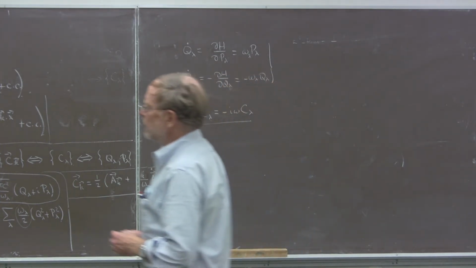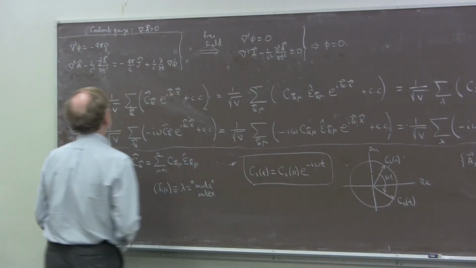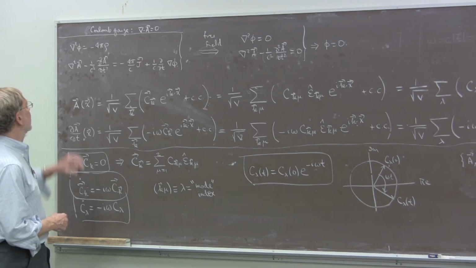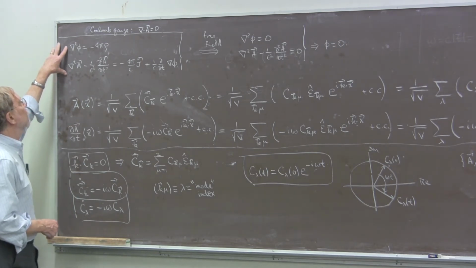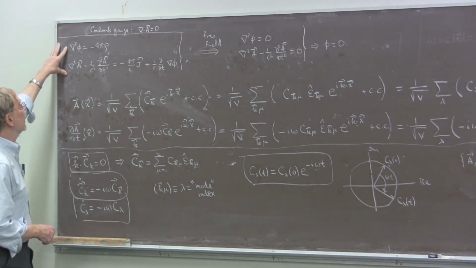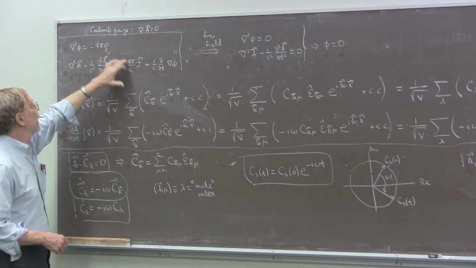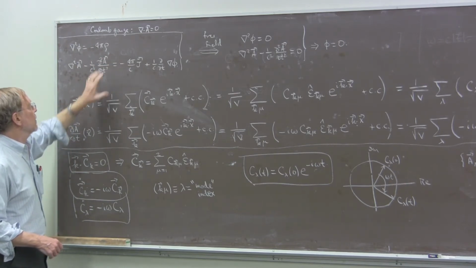Okay, now the next stage in this procedure is to worry about what happens when there's matter around. And so for that purpose, I need to go back to the general equations here. We're still in Coulomb gauge, but the rho and the j are now not assumed to be 0. So this means there's going to be matter.